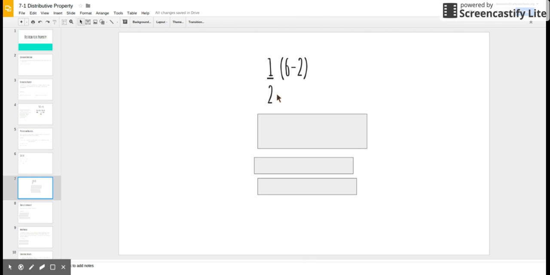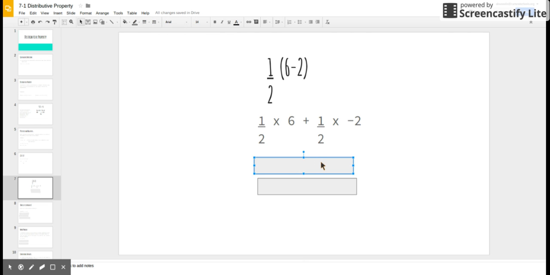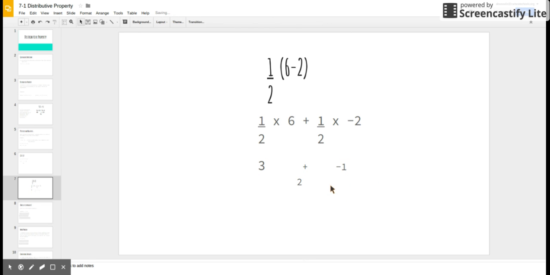Here's our next example. We have 1/2 times (6 minus 2). So I'm going to do 1/2 times 6 plus 1/2 times negative 2. And then you're going to find the total. That's why there's this plus sign. Whenever you go from here to here, you multiply 1/2 times 6, then you add the product of 1/2 times negative 2. 1/2 times 6 is 3. 1/2 times negative 2 is negative 1. And then 3 plus negative 1 ends up getting you 2.